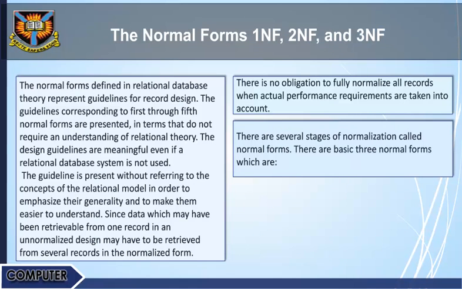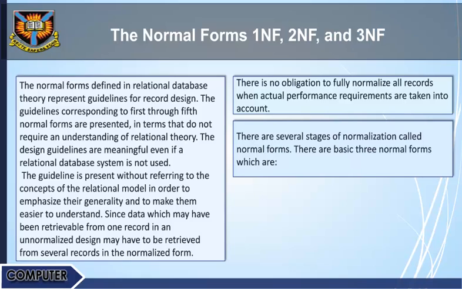The normal forms 1NF, 2NF, and 3NF. The normal forms defined in relational database theory represent guidelines for record design. The guidelines corresponding to first through fifth normal forms are presented in terms that do not require an understanding of relational theory. The design guidelines are meaningful even if a relational database system is not used. The guidelines are presented without referring to the concepts of the relational model in order to emphasize their generality and to make them easier to understand.